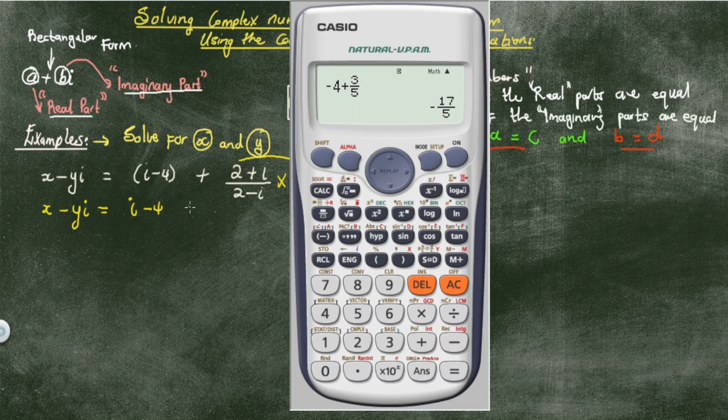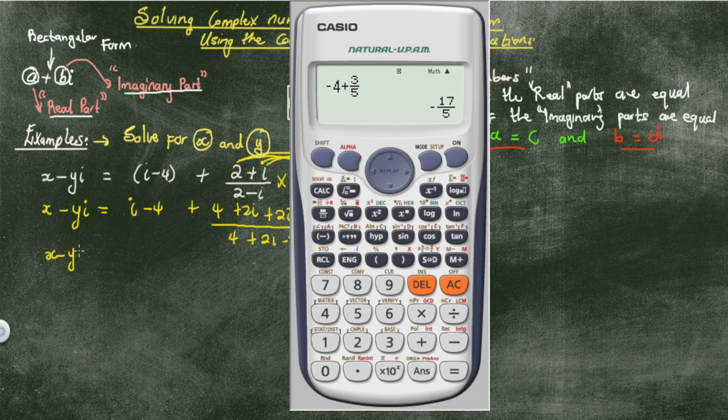This 2 times that 2 gives me a 4. This 2 times that i gives me a 2i. This i times this 2 gives me a 2i. And then this i multiplied by that i gives me an i squared. Divide by 2 times 2, that's 4. 2 times i, that's 2i. Minus i times 2, that's minus 2i. Minus i times i, that's minus i squared.